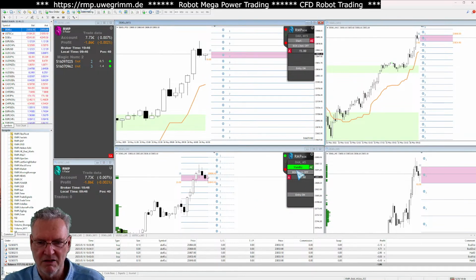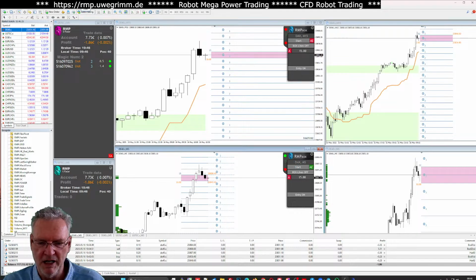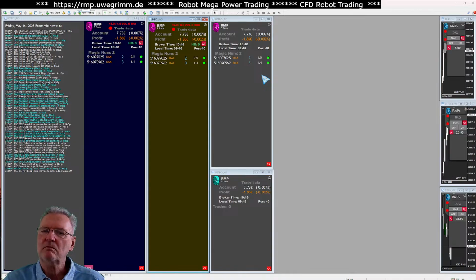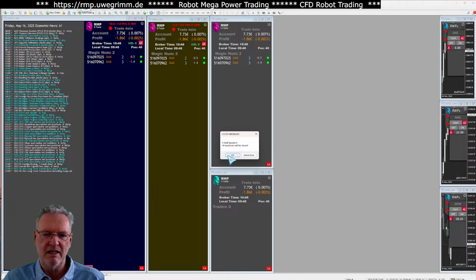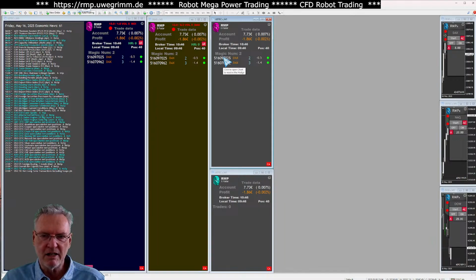So even this robot turned to standby, but before he did this, he made a win. We make win, win, win, win, win, you know? So what can I do to resolve these hedges? In the first place, I can close all trades and take the loss. All positions will be closed. No, I want to resolve the hedges. So I click on this magic number, click to open chart to resolve the hedge.